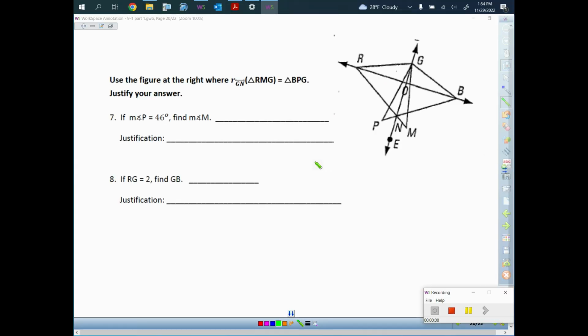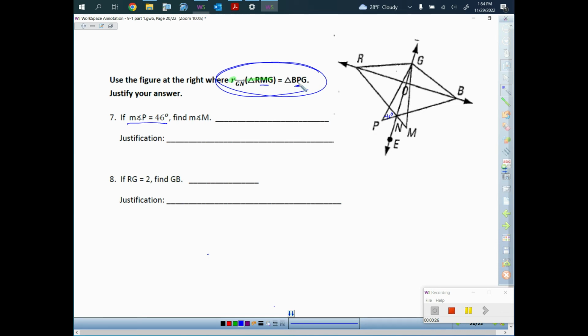Here they say use the figure at the right where the reflection of triangle RMG over line GN equals triangle BPG. They say if the measure of angle P is 46 degrees, so I'll go put that into the picture right there, it's 46 degrees, find the measure of angle M. Well, what we do is we actually use this reflection statement right here and see, here's P and here's M. Would you believe that they correspond with each other?